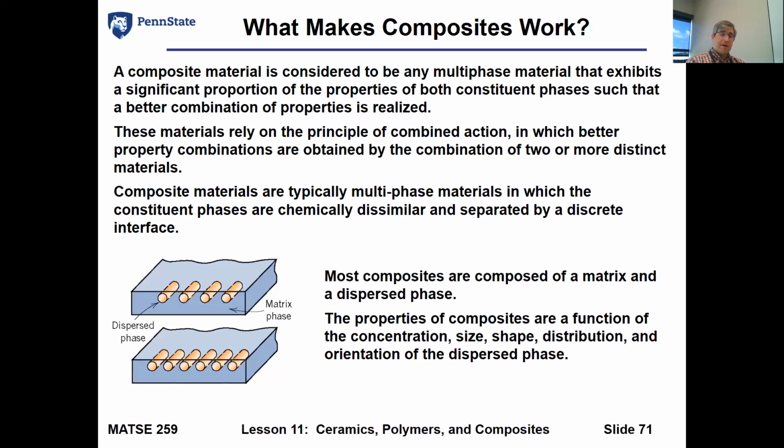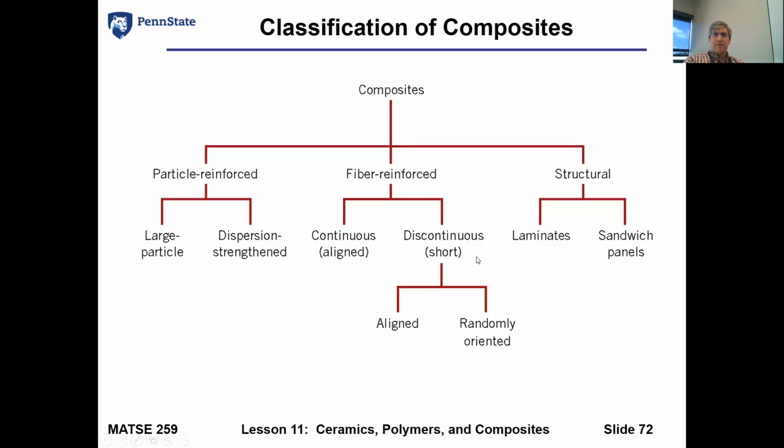That's why you can have a metal matrix composite, or a polymer matrix composite, or a ceramic matrix composite, depending on your application. So they have this matrix and this dispersed phase, and in a lot of cases, the dispersed phase, its size, shape, distribution, and orientation is going to give you a lot of the properties that we get out of the composites.